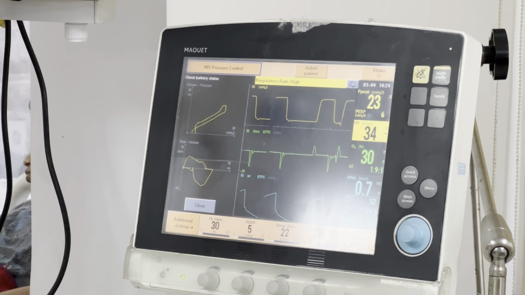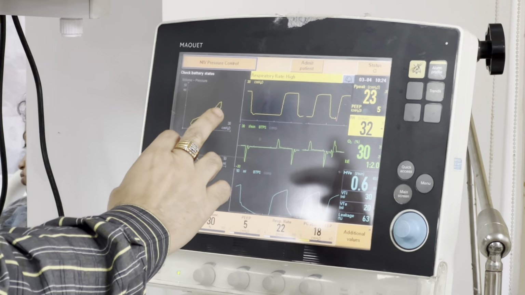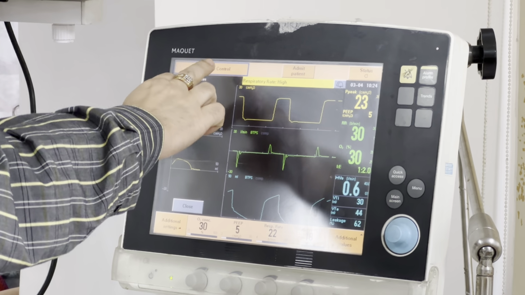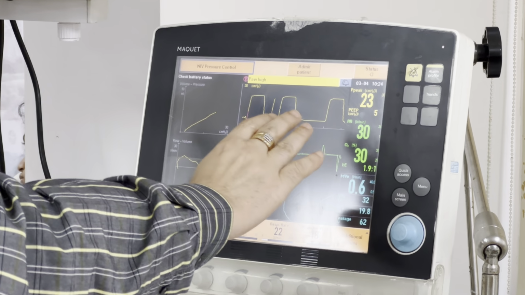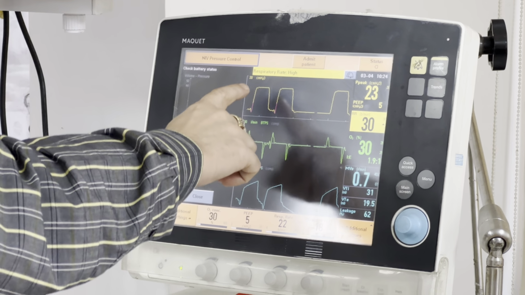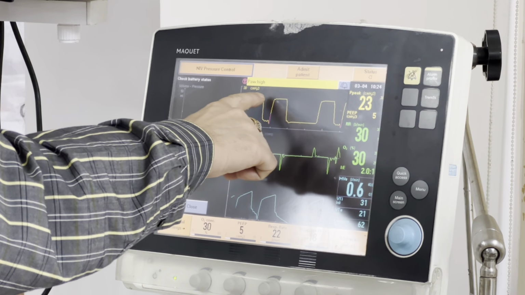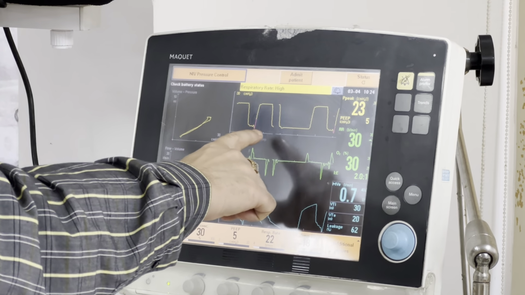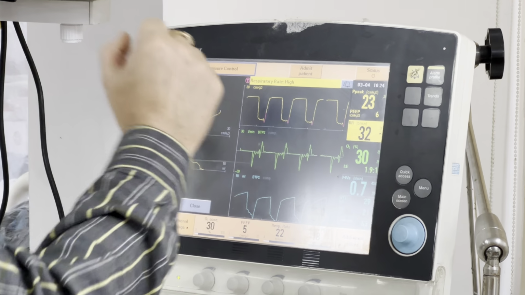Why is it square shaped? Because we have put it on pressure control. This is pressure control, so pressure is controlled. Pressure will not vary. The upper is PIP and the lower is the PEEP.